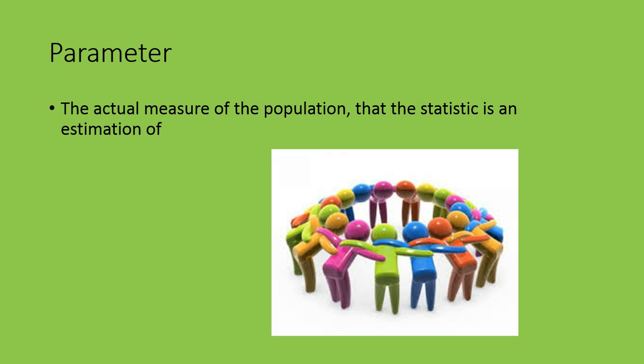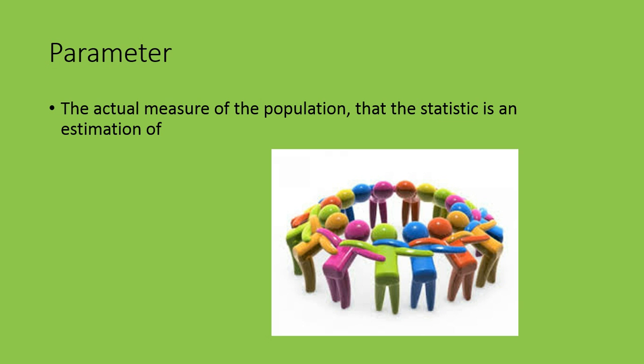Now, the problem with this is that it's nearly impossible to get. It's too expensive. It's hard to get. Trying to do a census, trying to count everybody once and only once, is basically impossible when you get a group big enough. And that's the actual measure of the population.